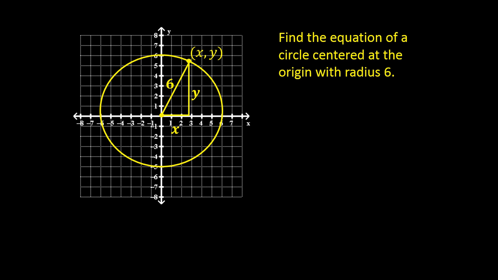And according to the Pythagorean theorem, if we square the hypotenuse, that will equal the sum of the squares of the other two sides of the right triangle, so x squared plus y squared would equal 36. And since (x, y) was just any general point on the circle, that is the equation that describes every single point on that circle.